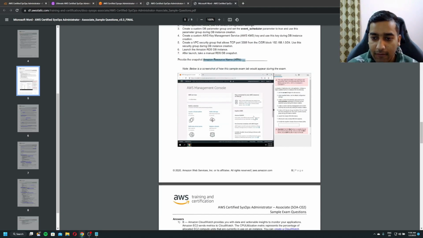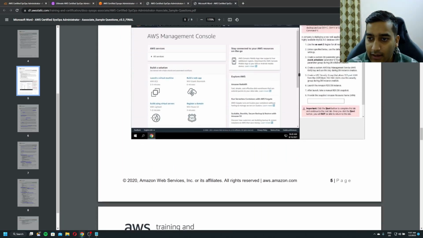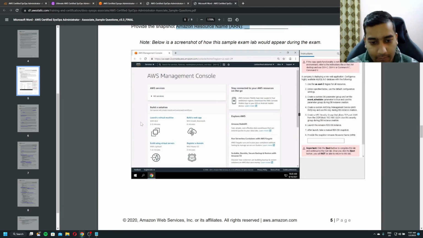So it will be exactly like this. This is the screenshot of that lab exam. The lab exam will be exactly like this. If I can zoom it out, you will have your instructions on the right side of the screen, and you'll have to deploy it in the AWS Management Console.